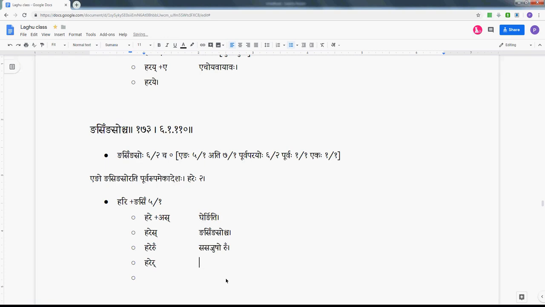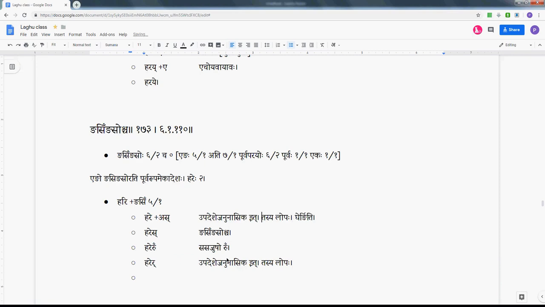Then by Upadeshe, everywhere it will apply. Upadeshe Anunasika Ach Anunasika It. Then Tasya Lopaha. The same sutras that have applied earlier will have applied here also.